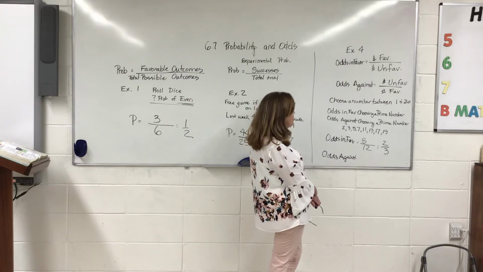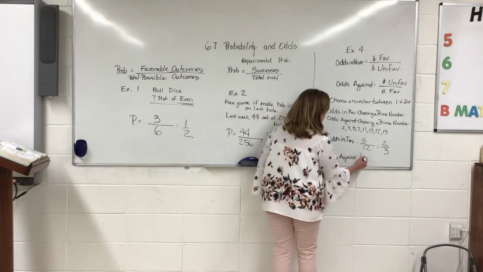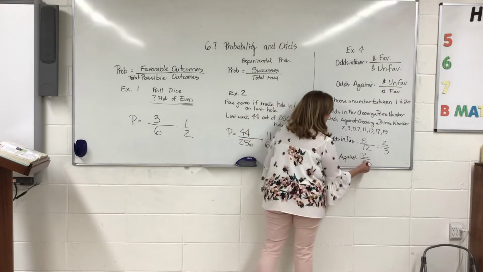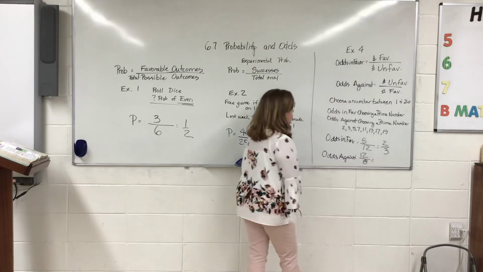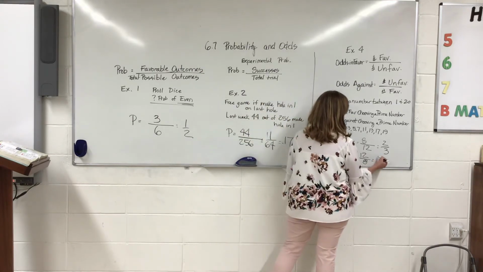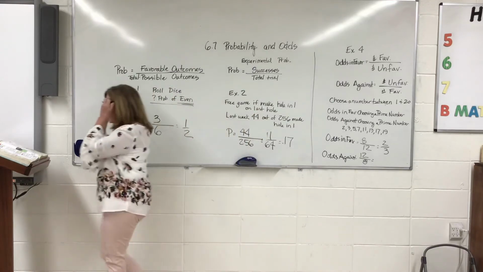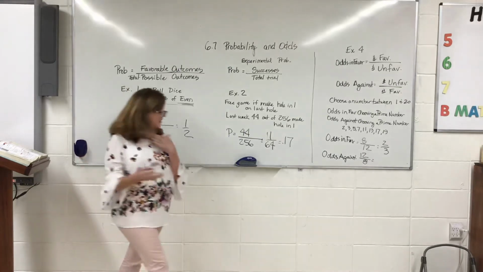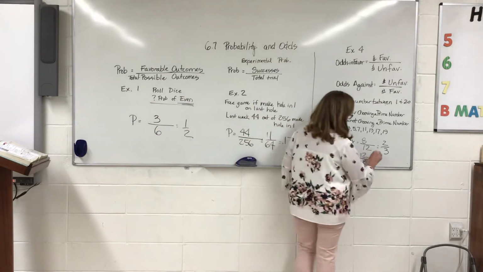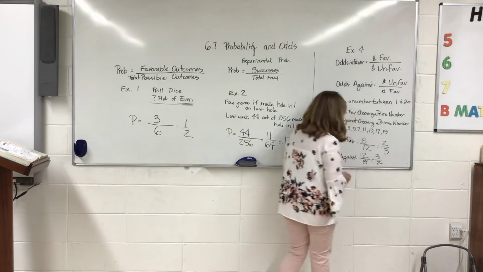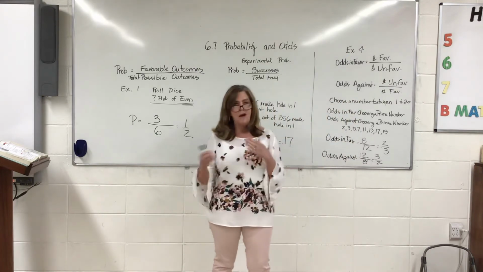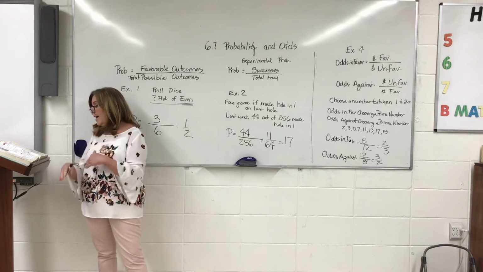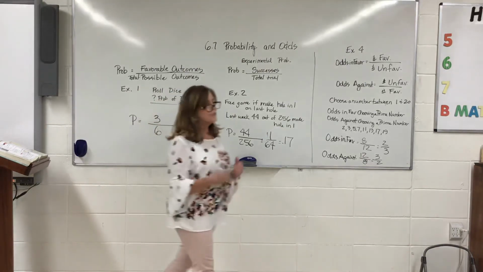Odds against is that flipped upside down. You have unfavorable, which is 12, divided by the favorable, which is 8, okay? Well, they leave it, they reduce it, and they just say 3 to 2 chance, okay? Odds against are 3 to 2. I was looking to see if they changed it to 1.5, but they just leave it as a fraction. So it's 3 to 2.